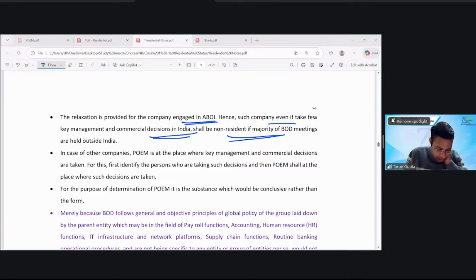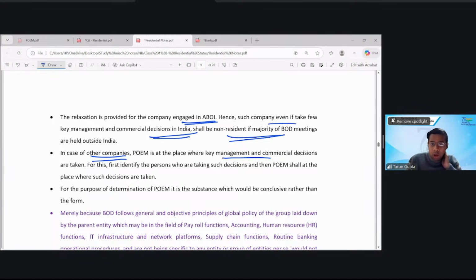In case of other companies, POEM is at a place where key management and commercial decisions are taken. The company means the companies which are not engaged in active business outside India, means which do not satisfy any one of the four conditions: passive income, assets, employees, payroll expense. For passive income, the condition is 50% or less. For the other three, it is less than 50%. I keep on repeating so that it goes in your mind and helps in retaining the things.